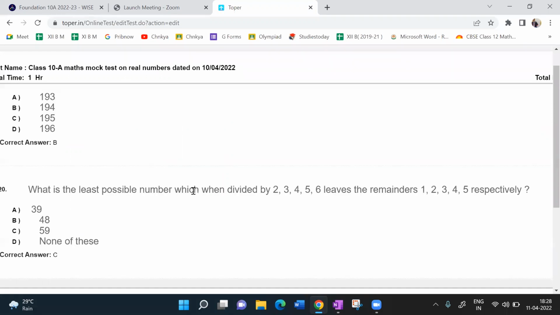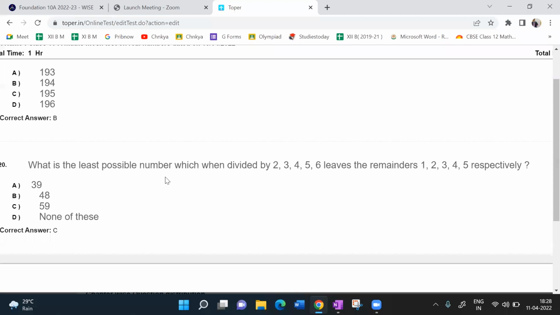Next, here also, what is the least possible number which can be divided? We learned the greatest possible number, here it is the least possible number. How can we solve this? The same way as the 17th one, you have to solve it the same way. Please do try it. If any one of you is not getting it, please do ask me.